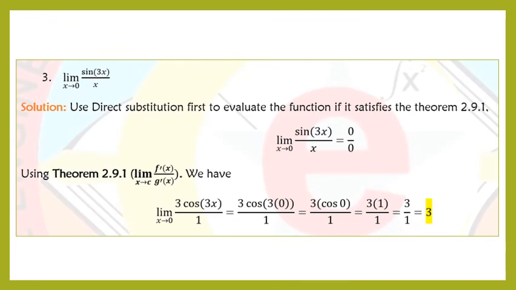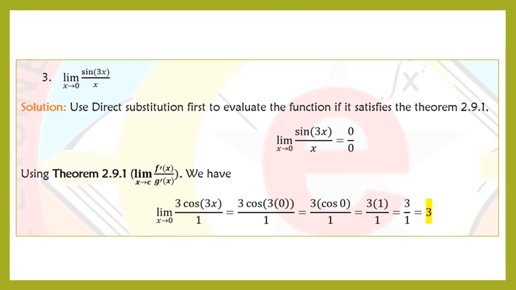In this example, class, our given is a trigonometric function, the limit of sine 3x over x as x approaches 0. So the same process as in examples 1 and 2: use direct substitution first to evaluate the function. And then, if it satisfies theorem 2.9.1, we apply that theorem.